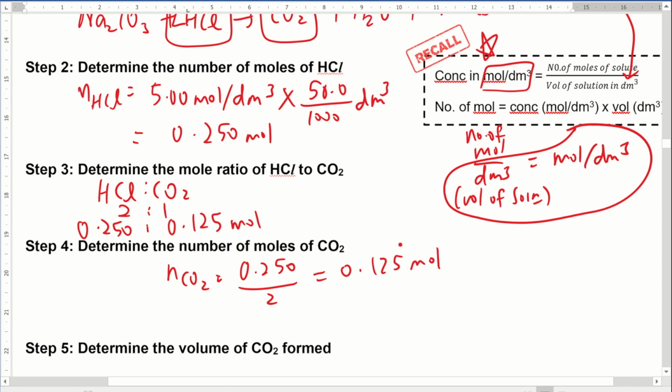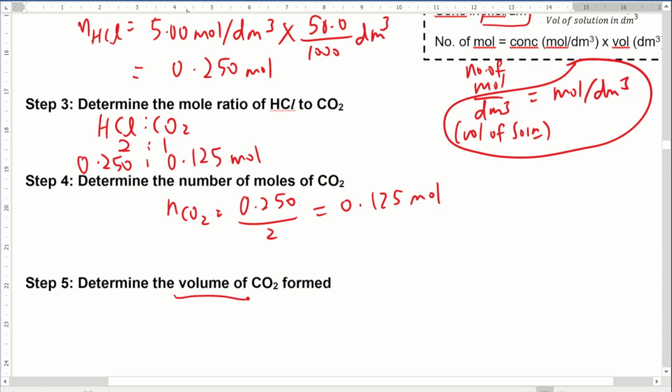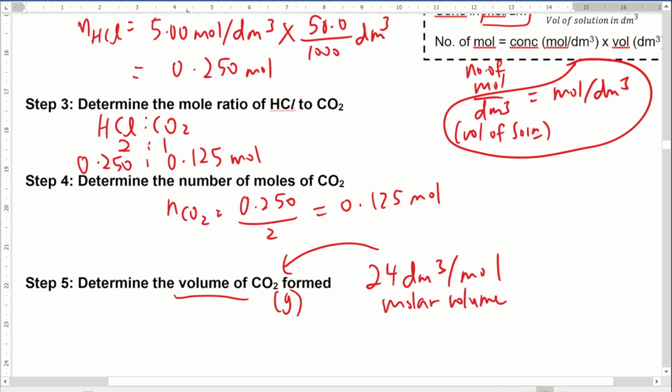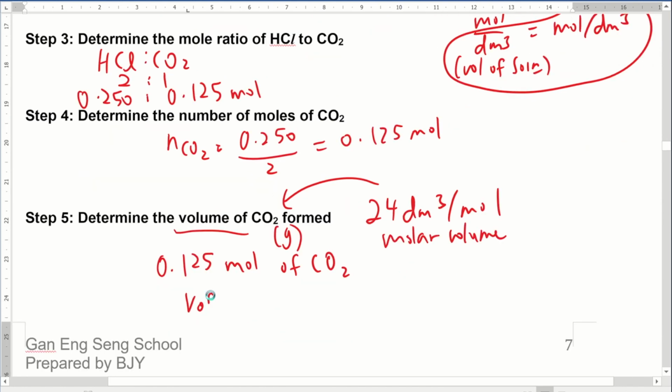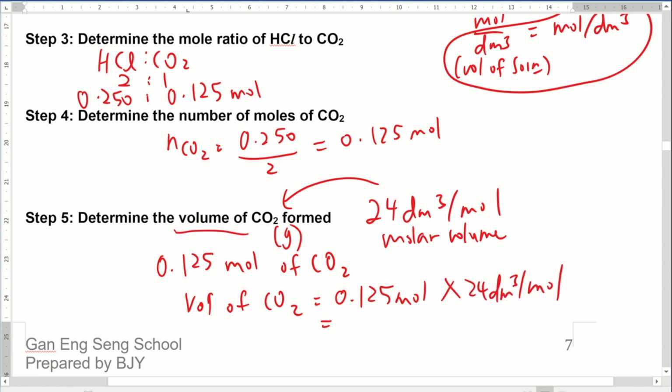So now the question asks volume. Not done yet. I need to convert to volume. I know that it's 24 dm cube per mole. This is the molar volume. Molar volume is for gases. So I'm given 0.125 moles of CO2. So what is the volume? Volume of CO2 is equivalent to 0.125 moles multiplied by 24 dm cube per mole, which is equivalent to 3 dm cube. And always leave the answer to 3SF. Even if it's exact, you must leave it to 3SF. So this is how we calculate.